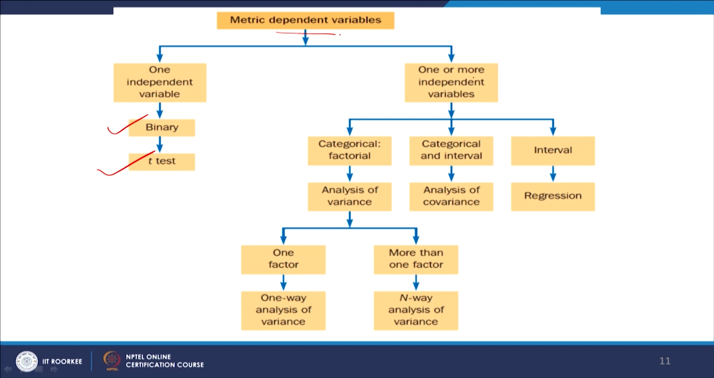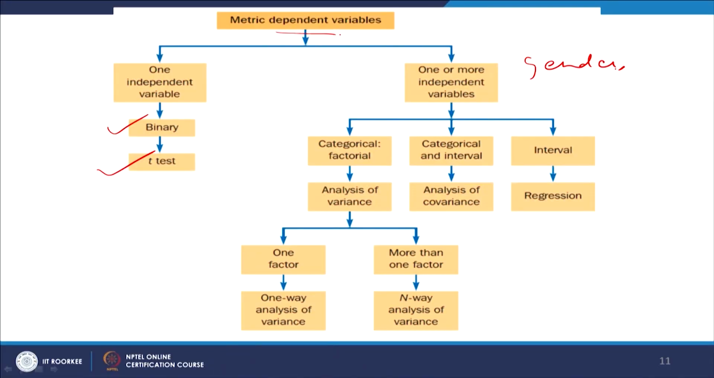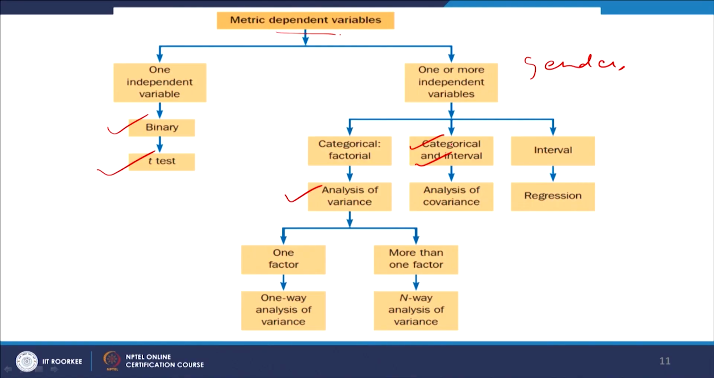But when you have more than one independent variable, earlier you had gender, but now along with gender you have something else. If they are all categorical, then you have analysis of variance, a 2-way ANOVA, 3-way ANOVA, whatever. But suppose it is a categorical and then an interval variable, then analysis of covariance.